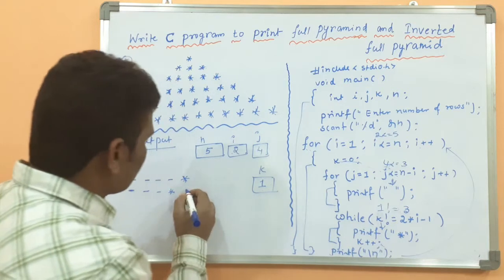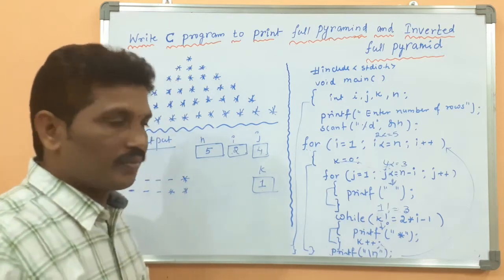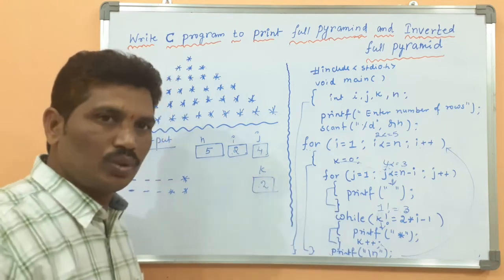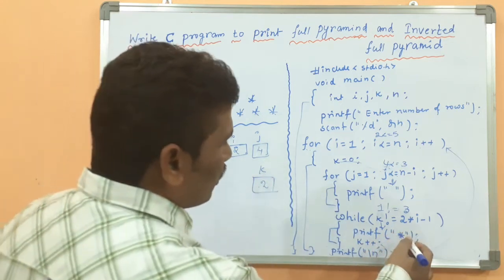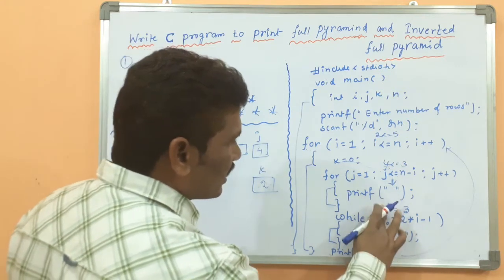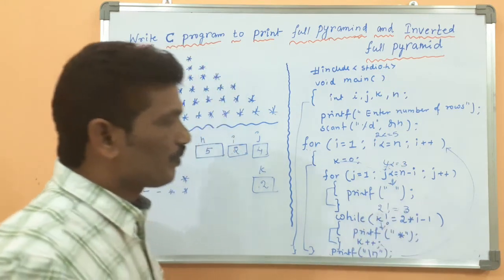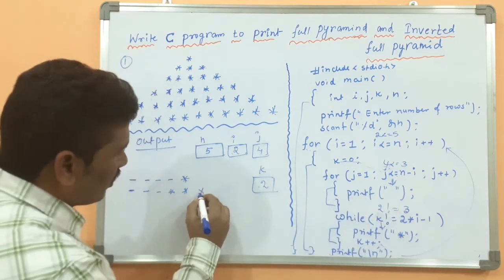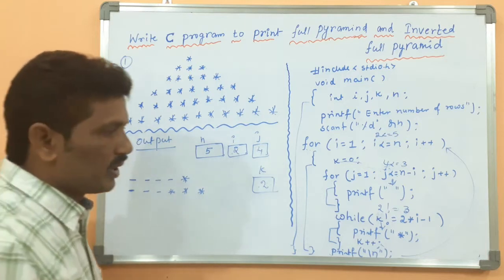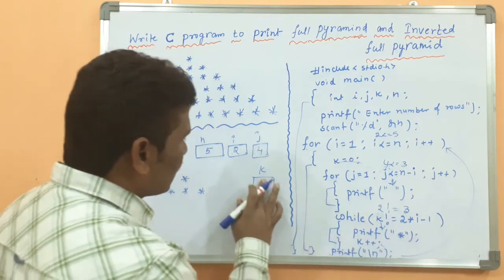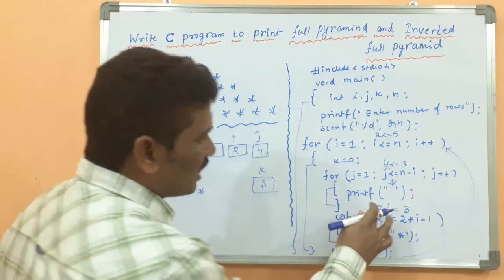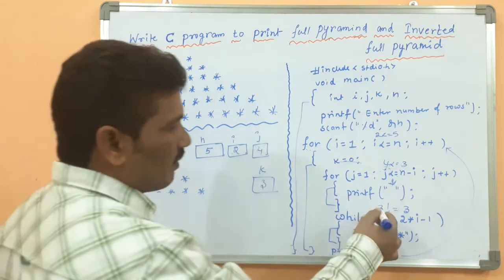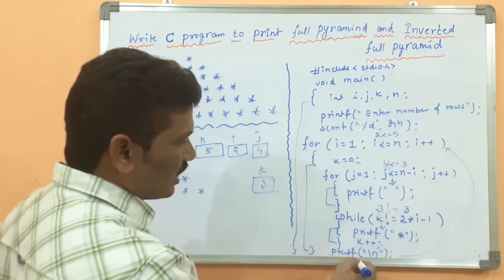Another star should be printed. Then the k value is incremented by 1. Now the k value becomes 2. Again it tests the condition, 2 not equal to 3. Is the condition true or false? The condition is true. Again another star should be printed over there. Then again the k value is incremented by 1. The k value becomes 3. 3 not equal to 3, the condition returns false. When it returns false, control comes out of the loop.